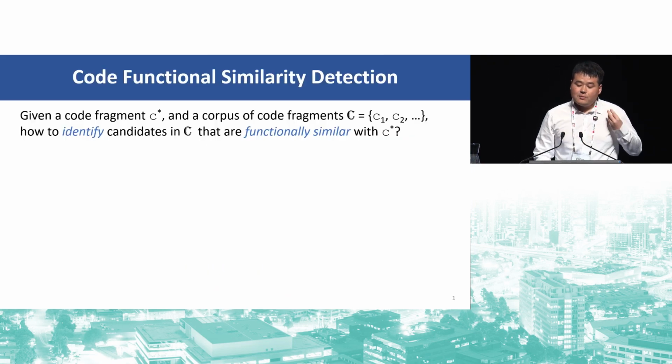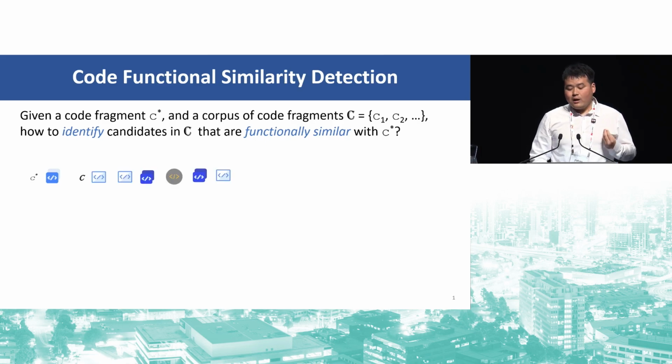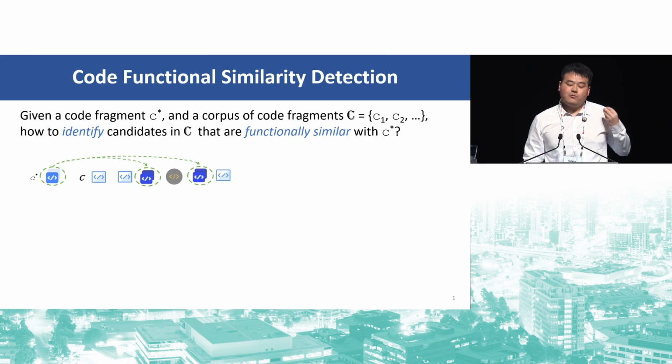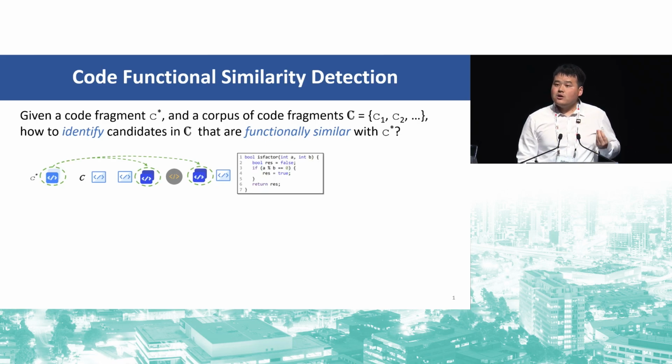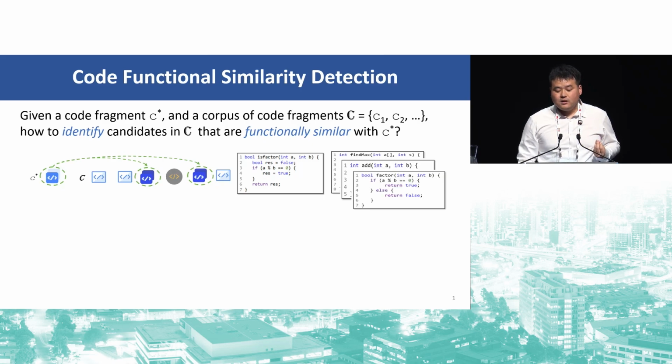Let's first discuss the problem of code functional similarity detection. Given a code fragment C star and a corpus of code fragments C, including C1, C2, and so on, the question is how to identify candidates in C that are functionally similar to C star. For example, given a code fragment factor, which decides whether B is a factor of A, the question can be formulated as: can we find code fragments doing the same thing in the code base?